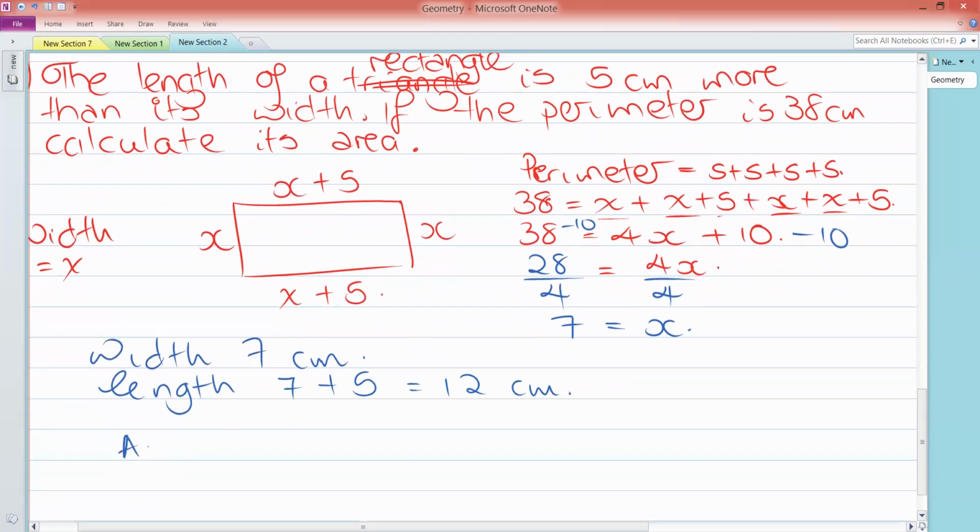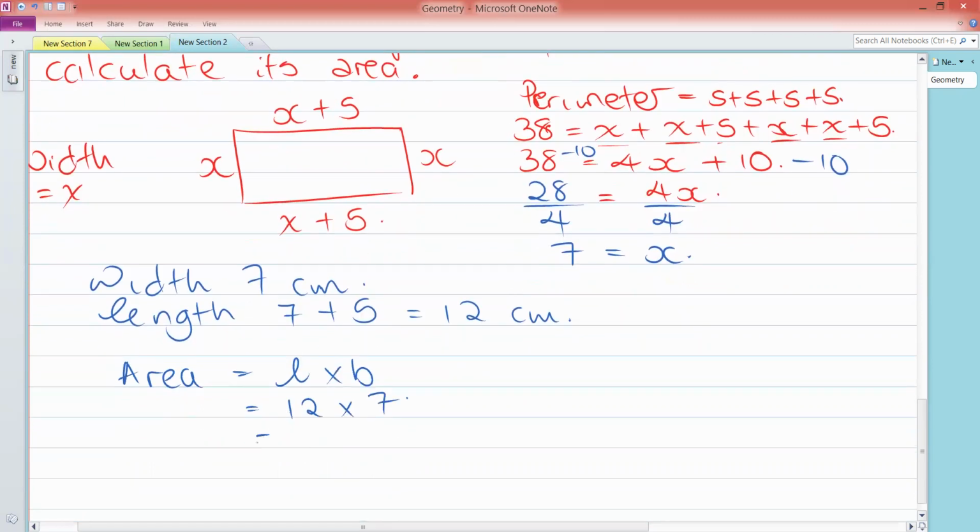I can now, using those dimensions, work out what the area is. Area is equal to length times breadth. So 12 multiplied by 7, what do I get? It is 84. Well done, centimeters squared.